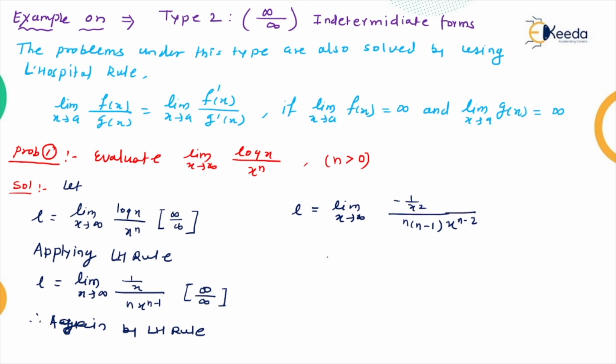So clearly L is equal to 1 upon n, limit as x tends to infinity, with 1 upon x raised to n remaining. Therefore directly applying the limit, L is equal to 0. That is your answer.